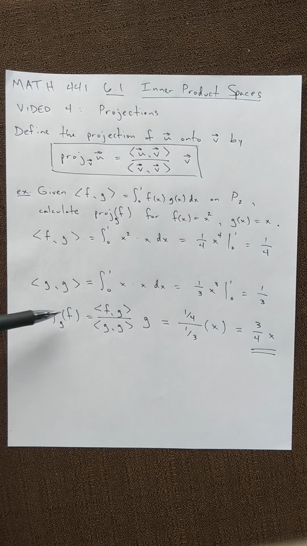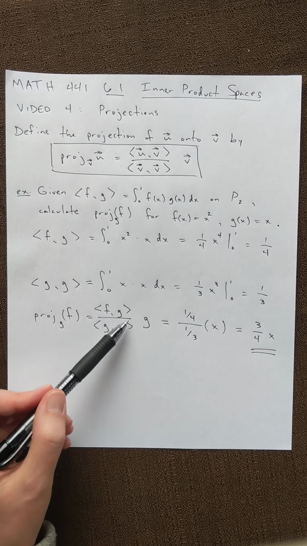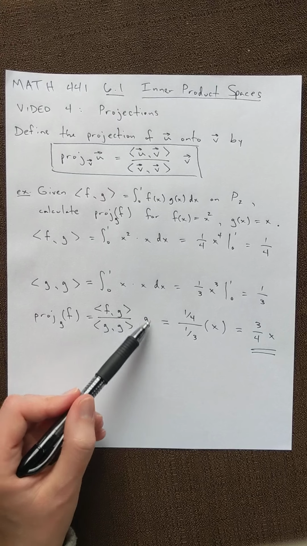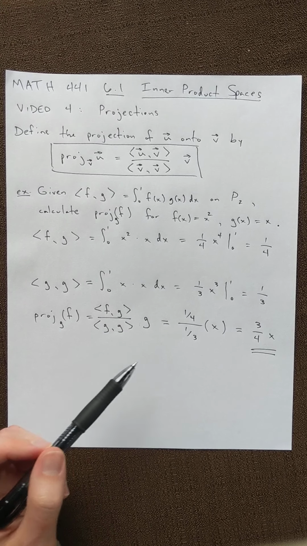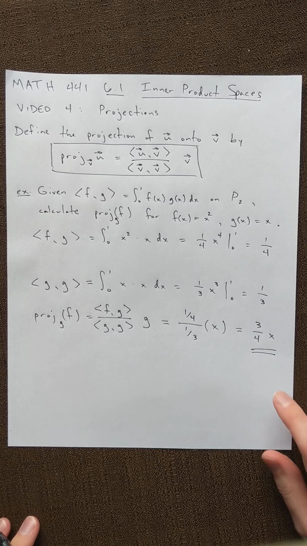Something to point out: the projection of one vector onto a second vector is always going to be parallel to the second vector, so we're always expecting to get a multiple of the vector on the bottom, which hopefully isn't surprising, since we have a number divided by a number times exactly that vector, or exactly that function in this case. Okay, so this is how we would find a projection of one function onto another.